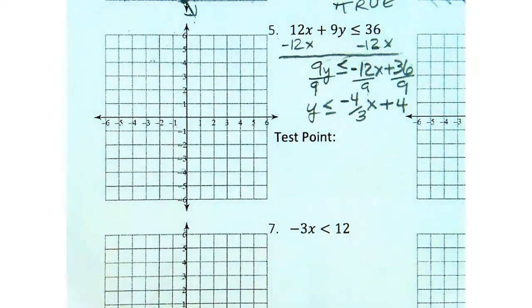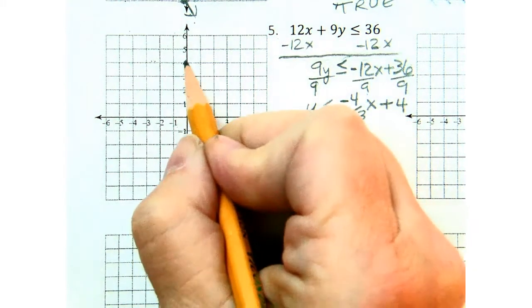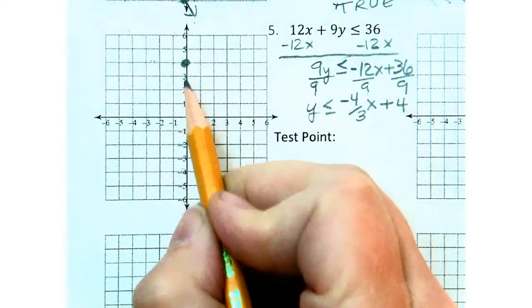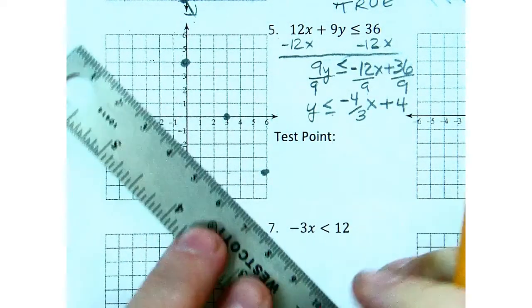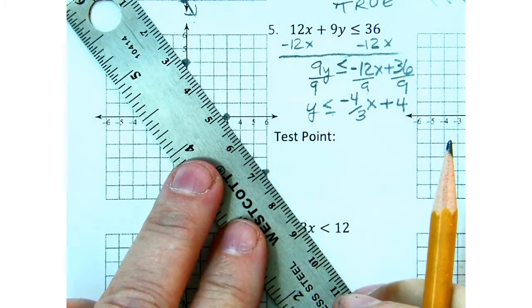To graph this line, begin at the y-intercept of 4. The slope is down 4 and to the right 3. This line will be a solid line since it has an or equals under the inequality symbol.